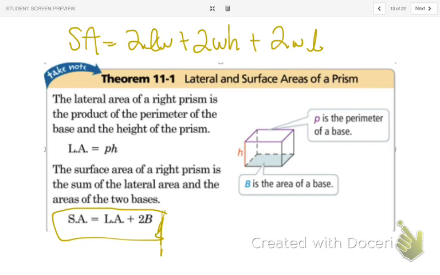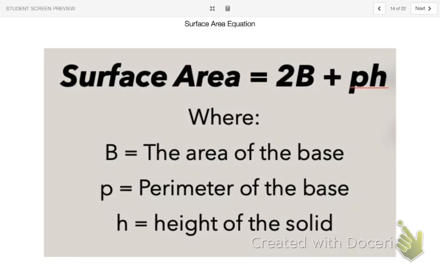Actually, this isn't the one that we're going to use. This is the one that we're going to use. So I have the surface area is equal to 2B plus PH, where capital B is equal to the area of the base, and P equals the perimeter of the base, and H is the height of the solid, of the shape. Go ahead and write this down.